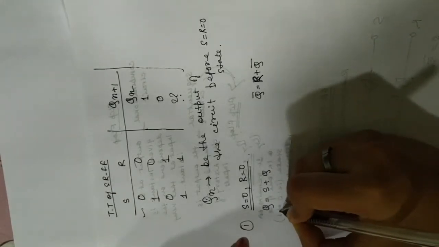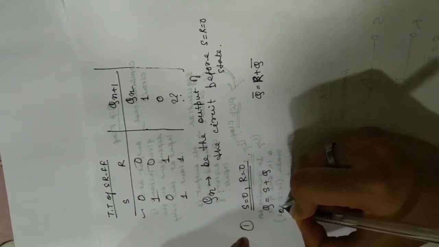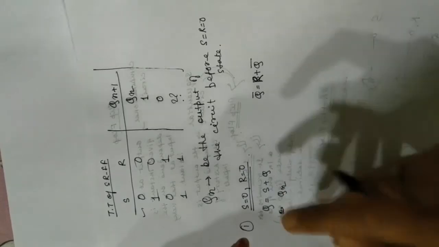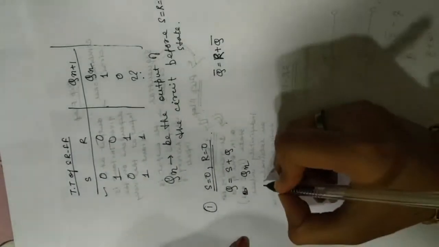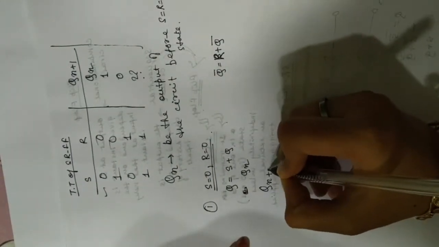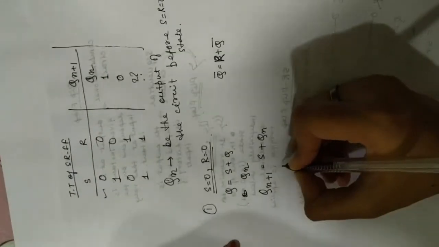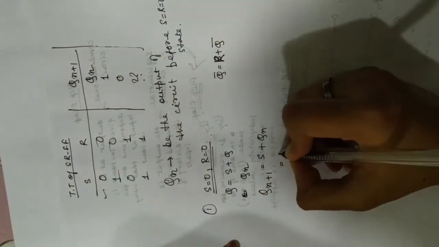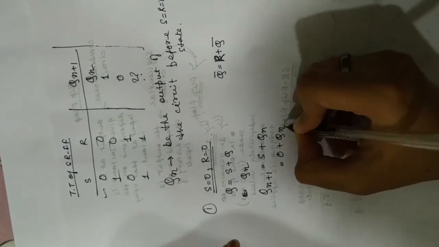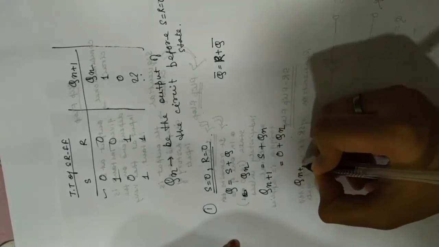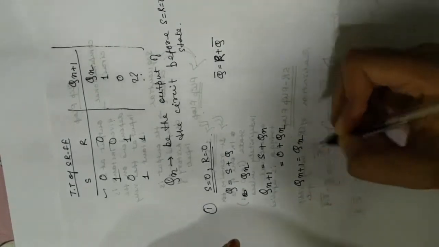And the output at our last stage, the previous output, was Qn, right? So the new output, that is Qn plus 1, is equal to S plus Qn. That means the previous output, because the feedback has been taken, right? So over here it comes up to S is equal to 0 plus Qn. That means Qn plus 1 is equal to Qn.